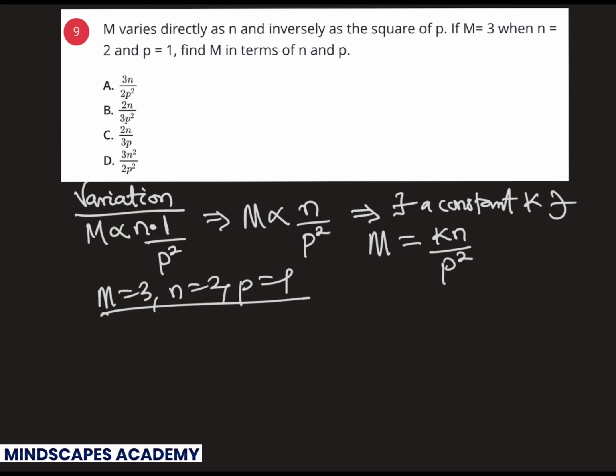To make K the subject of the formula here, you can firstly multiply the equation by P squared. If you multiply by P squared, you will have MP squared equals Kn. Now, how do you make K the subject of the formula? It means you have K equals, then every other thing on the right hand side, and you divide by N. Then N cancels N. Then you have K equals MP squared over N.